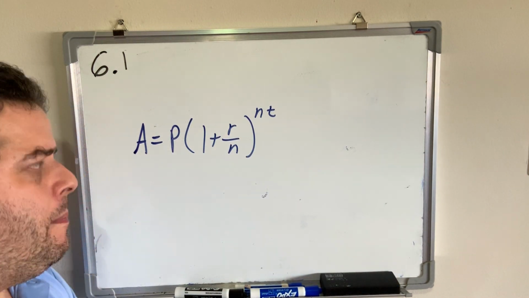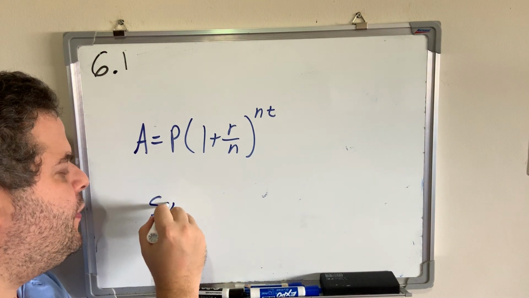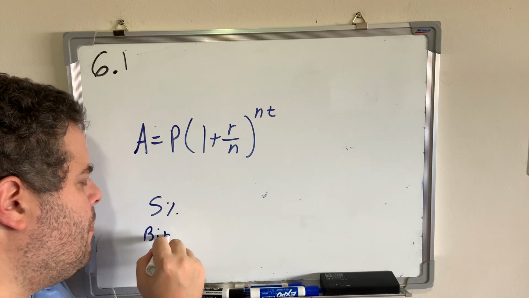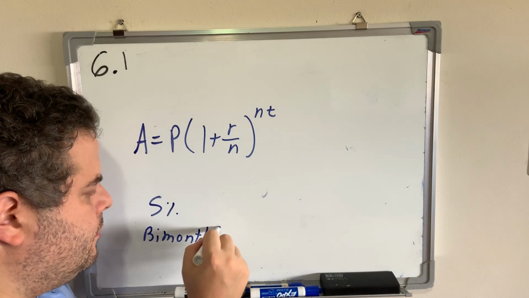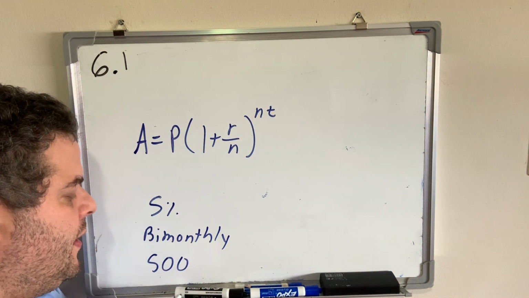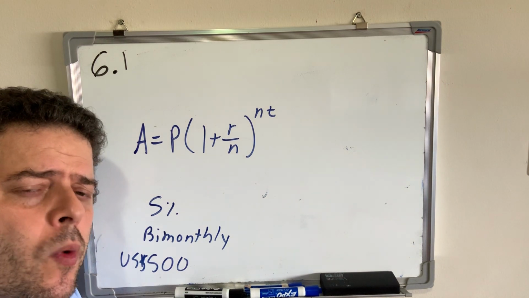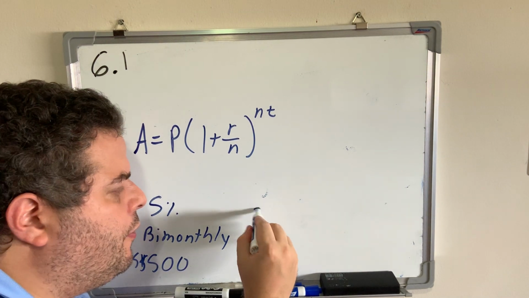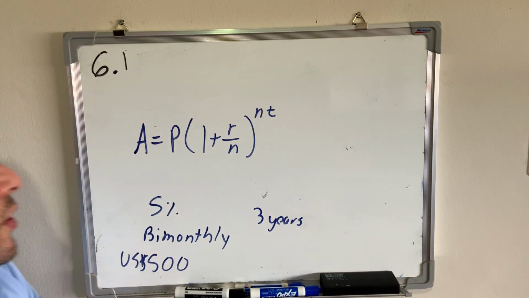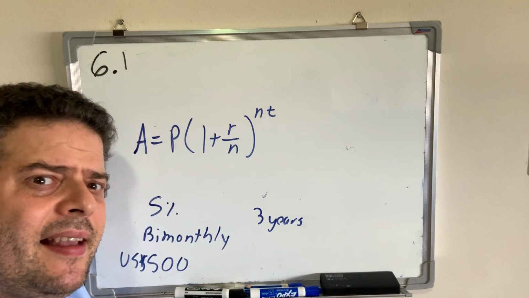Let's say a bank offers a 5% growth compounded bi-monthly, and you begin with $500. You want to know how much money you're going to have after 3 years. Bueno, you go to 2 banks. They both say bi-monthly. They both give you the exact same thing.